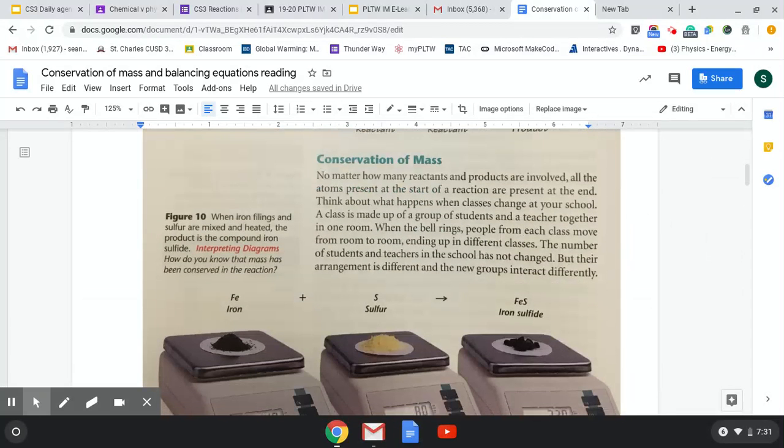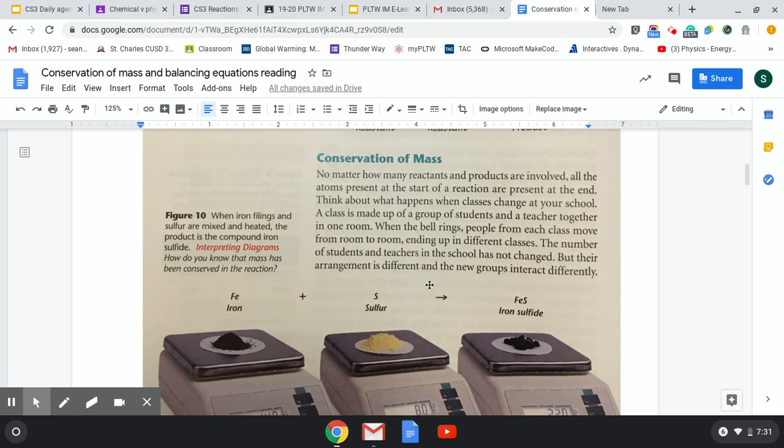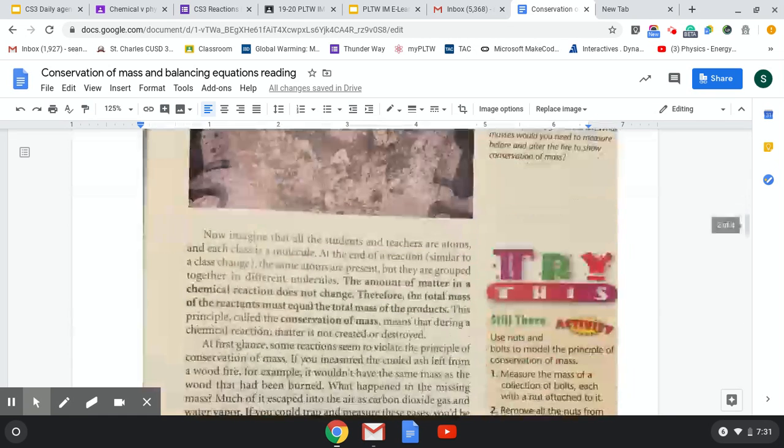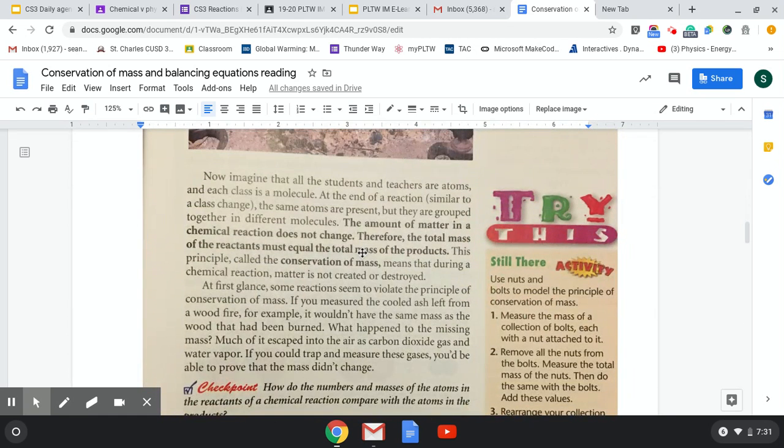All right, so in the conservation of mass, I would have this bolded statement. The amount of matter in a chemical reaction does not change. Therefore, the total mass of the reactants must equal the total mass of the products. I would have that. I would also have that the total number of atoms on the reactant side must equal the total number of atoms on the product side. I would have that as well. It's a little twist on this same concept or principle.